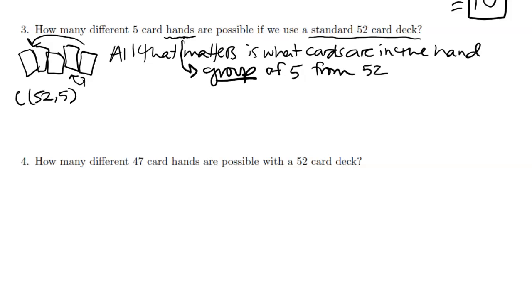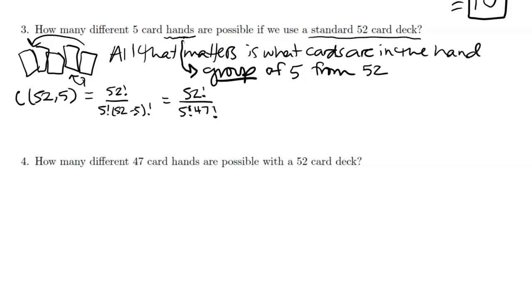So we need to set up that formula. So then we're going to have 52 factorial on top divided by 5 factorial, and then 52 minus 5 factorial. So let's do that subtraction there. 52 minus 5 is 47. So we have 52 factorial divided by 5 factorial, 47 factorial.